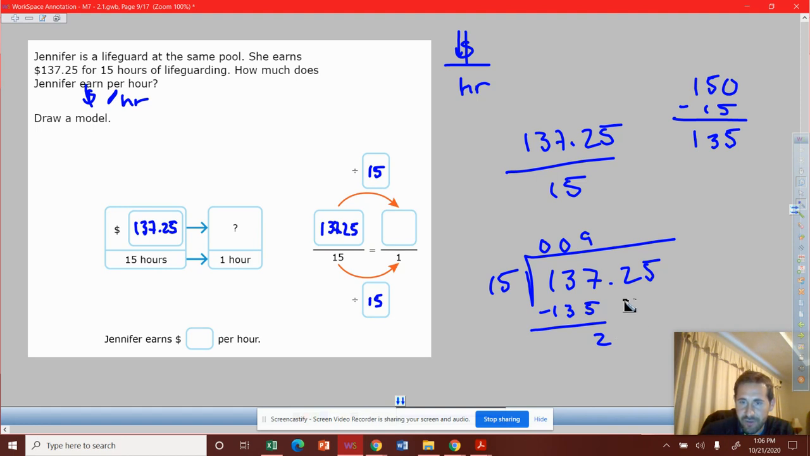Subtract those, you get 2, and bring down the 2. Don't forget you had a decimal already. So 15 goes into 21 one time, so we have 7 left over, and then bring down the 5. 15 goes into 75 5 times, so 15 times 5 is 75, and so we get $9.15. Jennifer earns $9.15. So how does she compare?